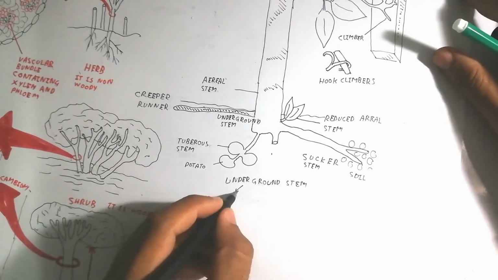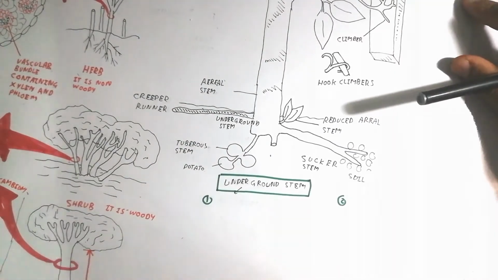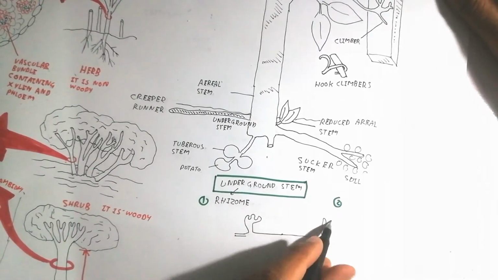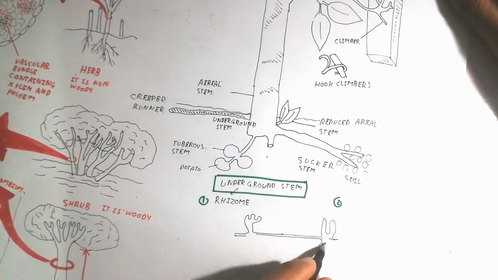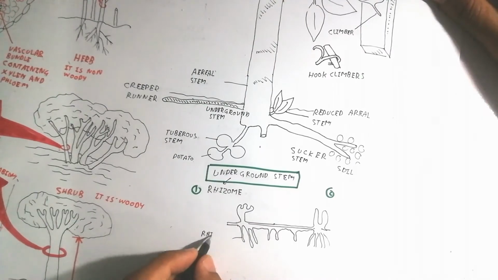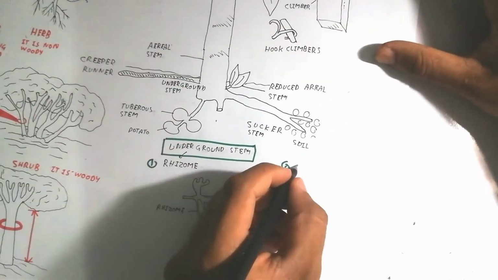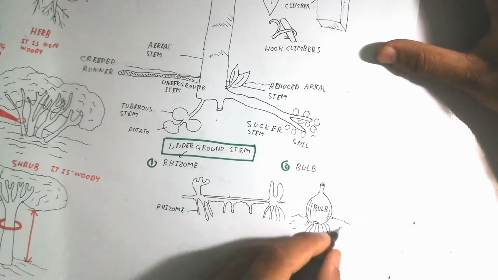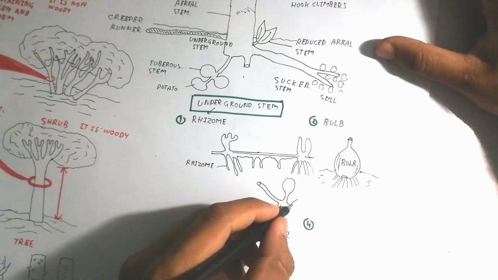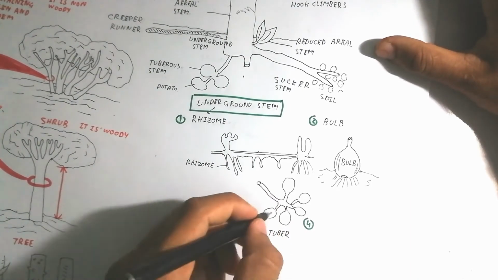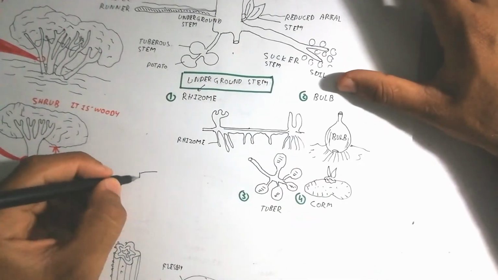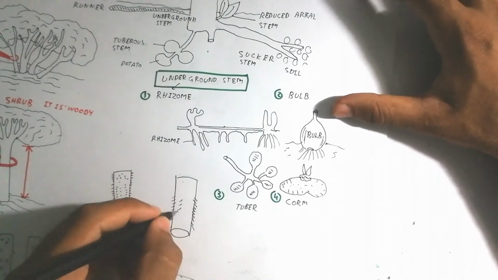And here is the tuberous stem in the form of potato. Now we will talk about the underground stem, which is a reduced stem. So the reduced aerial stem we have covered, and now the reduced underground stem. First of all, here is the rhizome. A rhizome is a root-like structure present in the underground stem, which can grow a root to shoot system.